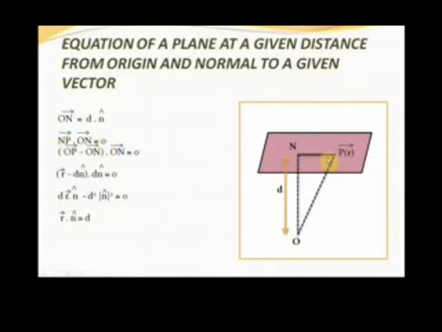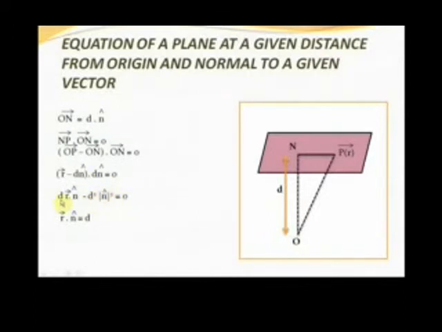Now NP is nothing but vector OP minus vector ON. So we write it as vector OP minus vector ON dot vector ON equal to 0. Now vector OP is nothing but vector R, and ON vector is d times n cap, so we substitute these values to get vector R minus d times vector n, dot d times vector n, equal to 0. So this further gets transformed to d times vector R dot n cap minus d square into the square of modulus of n cap equal to 0. Now this is equal to 1.